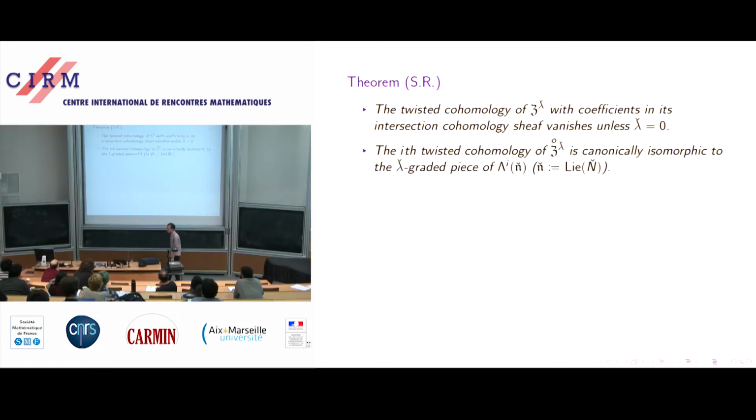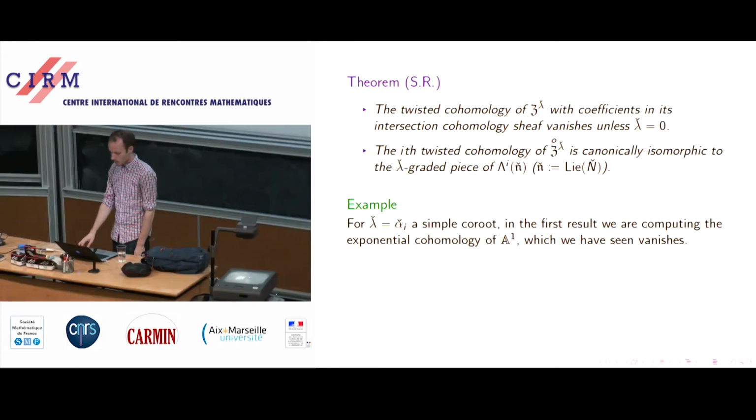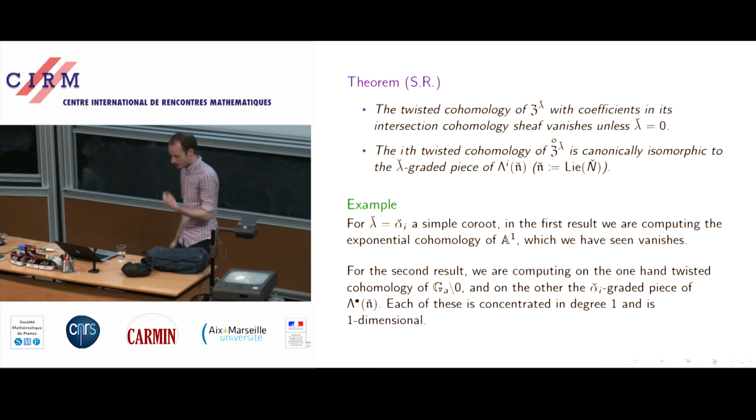And for the open Zastava space, it's a slightly more subtle answer. The ith cohomology is going to be the lambda check graded piece of the ith exterior power of the dual Lie algebra, like the unipotent radical of the Borel inside of the dual Lie algebra. So for example, if lambda check is a simple co-root, then the first statement generalizes the vanishing of the exponential cohomology of A1. And the second example generalizes our case of A1 minus 0, because on the one hand, we're computing twisted cohomology of A1 minus 0. On the other hand, we're computing the alpha i check graded piece of this exterior algebra, which is concentrated in degree 1 and one-dimensional.